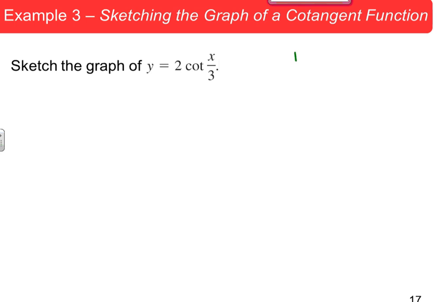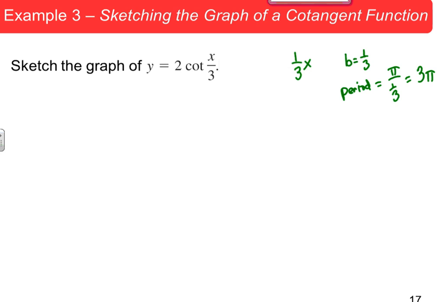And so this is like 1/3 x, so b is 1/3. The period of a regular tangent or cotangent is just pi. So this is pi divided by 1/3, or 3 pi. So our period is 3 pi.